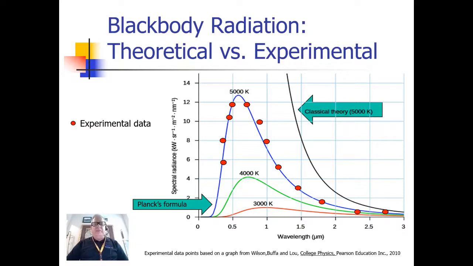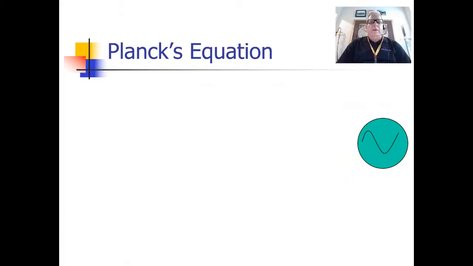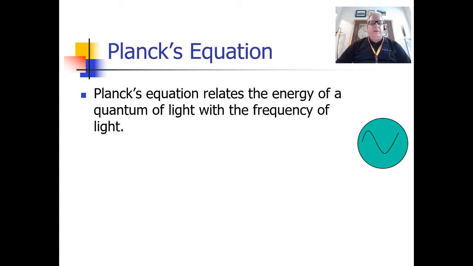Planck just assumed that radiation is not emitted continuously, but it is emitted in discrete chunks, which he called quanta, which is Latin for amounts. If you make that assumption, you get a curve shown here in blue that almost exactly matches the experimental data that were available at the time. Planck came up with an equation that related the amount of energy carried by one of these quanta of light with the frequency of the light.